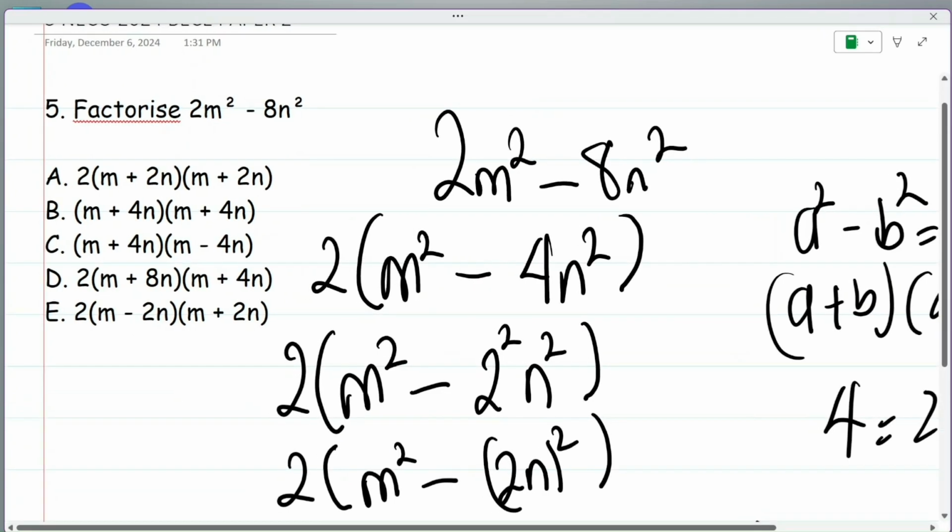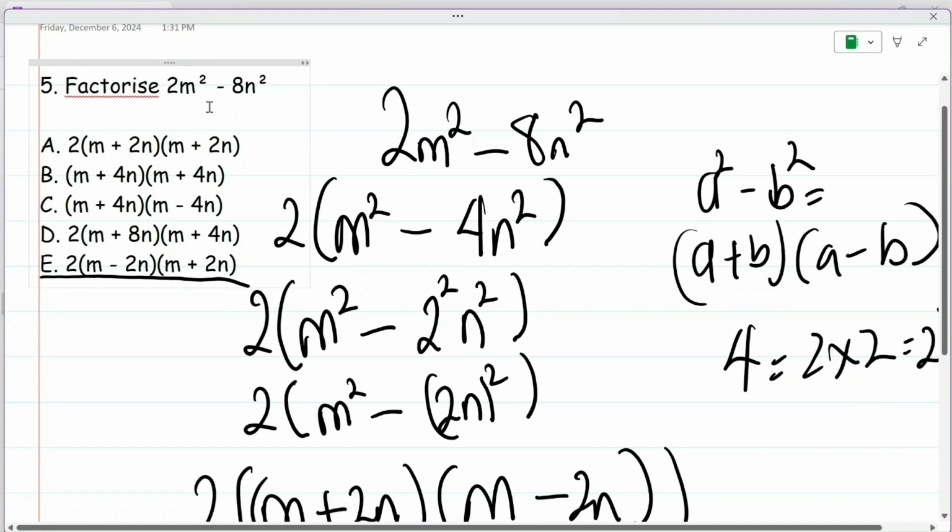Of the options, the answer is E, where you have 2 into open bracket m minus 2n close bracket open bracket m plus 2n close bracket. You can check the options and see this is the only one that fits our answer. In summary, for this question, it contains factorization by difference of two squares. So what you have to do first, you take out what is common in them. In terms of the number, that's 2 is common in both of them. Then you create a difference of two square kind of question where you can factorize.